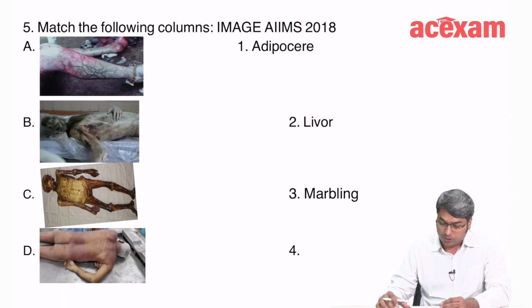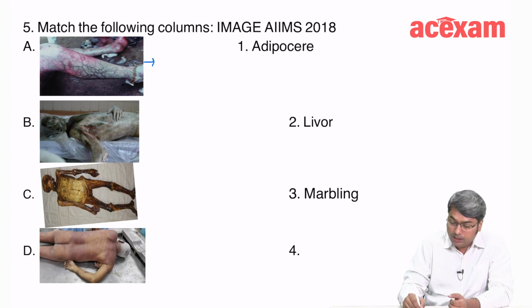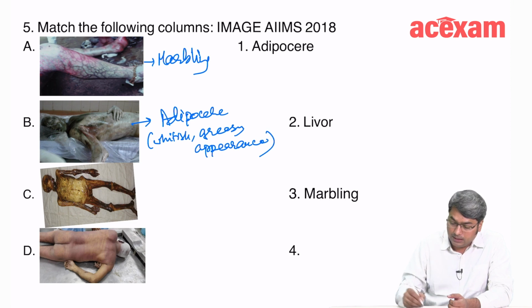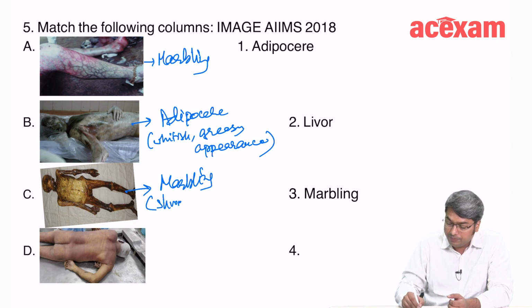Next, match the following columns. So, you see again there is an image based question related to all the images of postmortem changes. Option 1 is marbling, we have already discussed this. Option B is adipocere, the body is showing a typical whitish greasy appearance. So, that is adipocere. Then, the body is appearing to be shrunken, shriveled up.